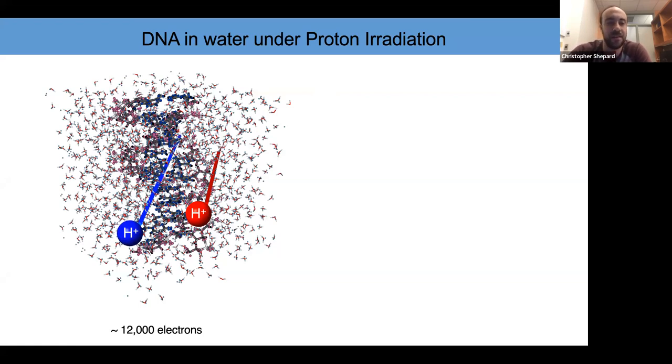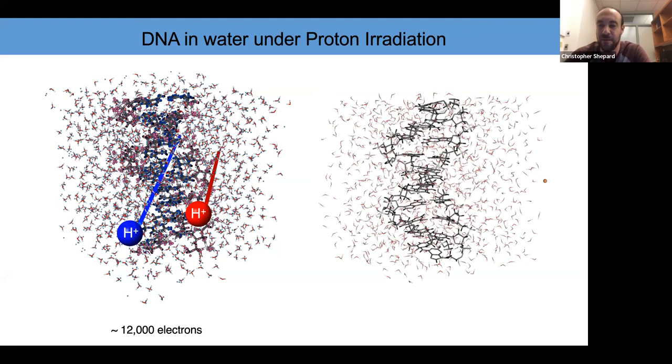where here I've shown the DNA Wannier functions in blue and magenta, and the water Wannier functions in cyan. And so here the blue path is a projectile moving straight through the DNA, and the red path is a projectile moving along the side path of DNA. This way we can understand the effect of proton irradiation on solvated DNA.